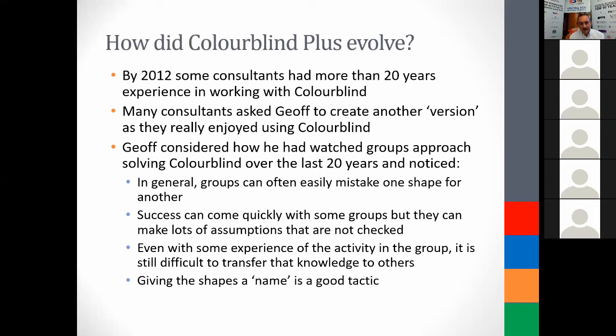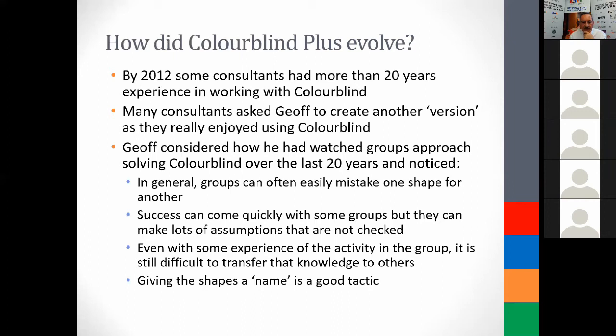In general, as I mentioned earlier, groups can often easily mistake one shape for another. I know you wouldn't believe that by looking at it, but believe me, if you have the chance to do it, you'll see that that's true. Success can come quickly. Some groups can be really lucky because what you tend to do is try to work out the shape that's missing. So sometimes they get one in the first two and don't bother checking the last four. But they can make lots of assumptions that, if they don't check them, can cause a problem.